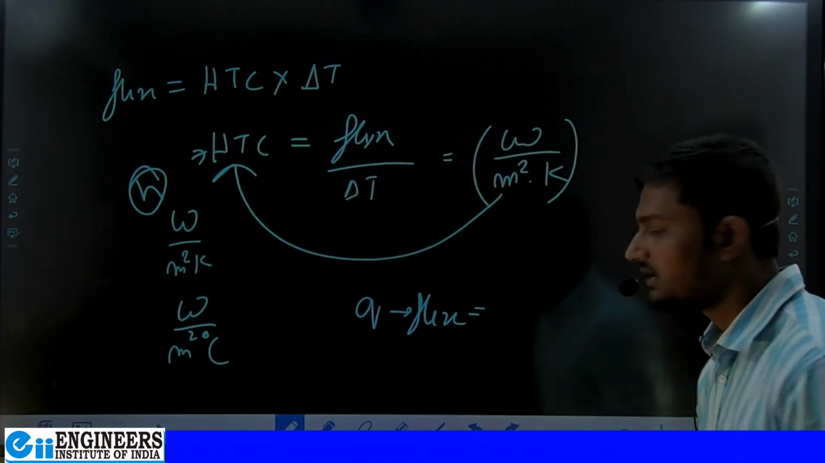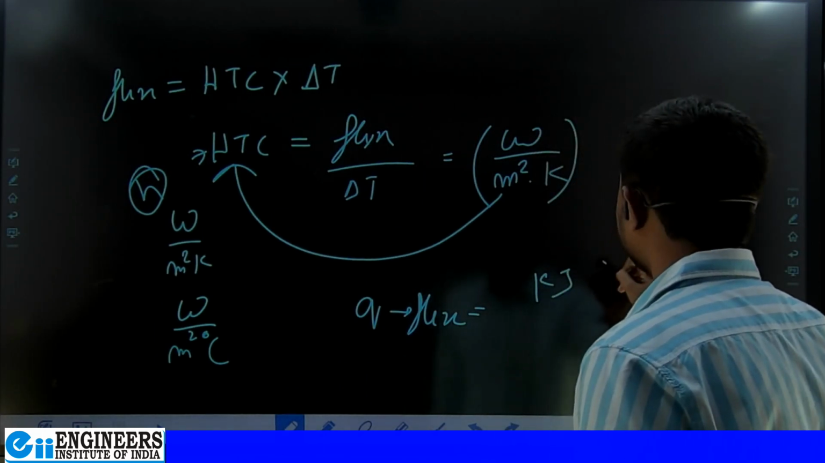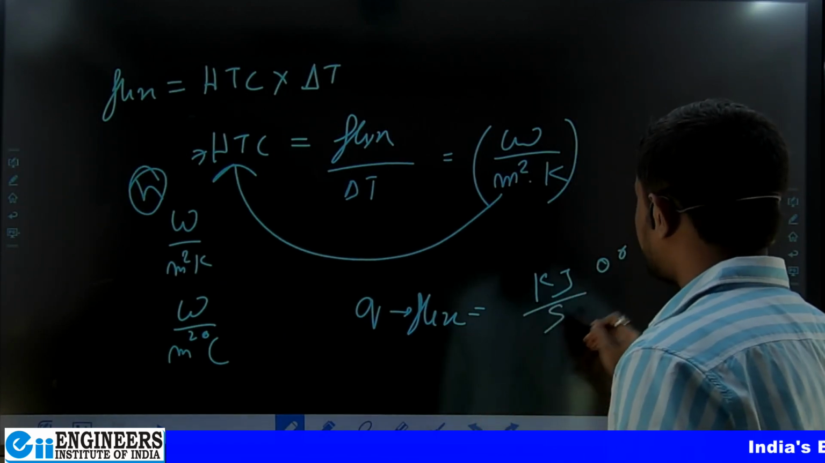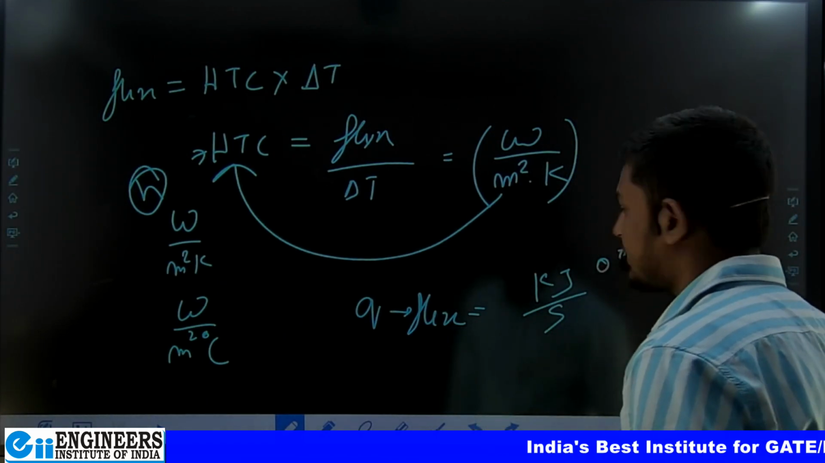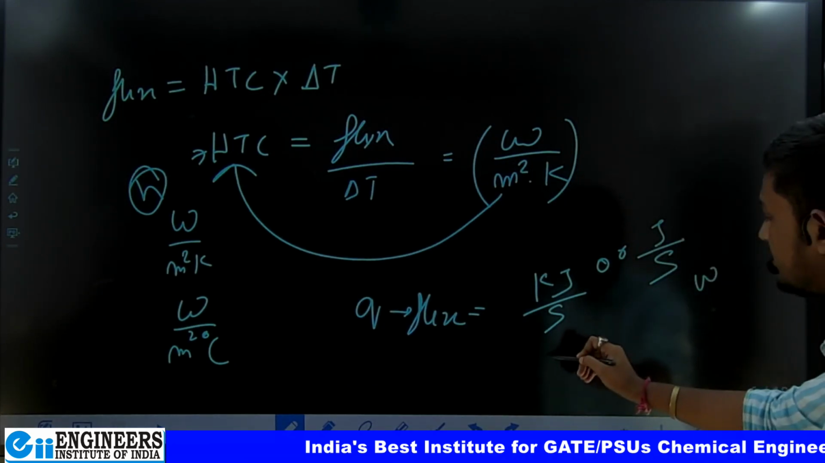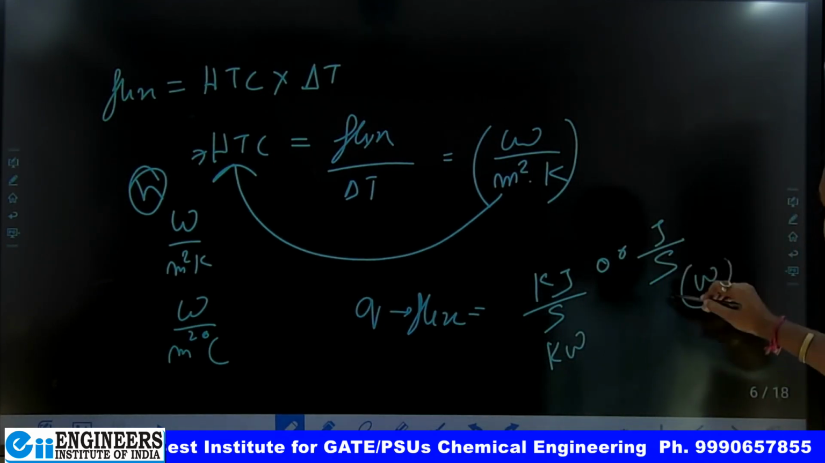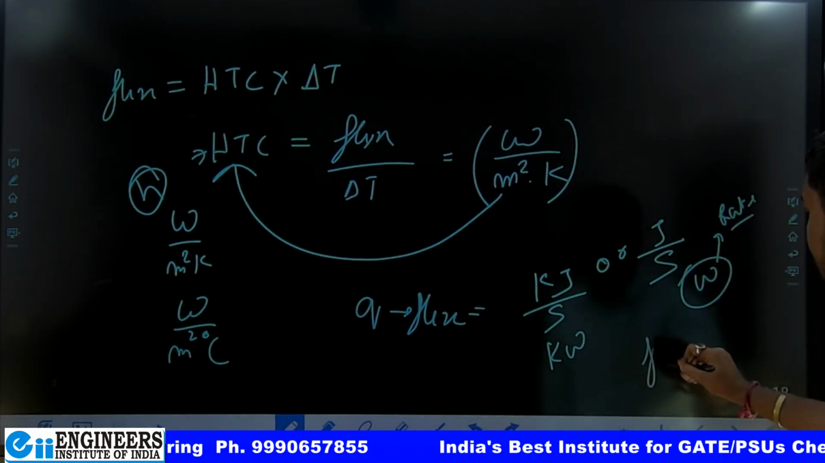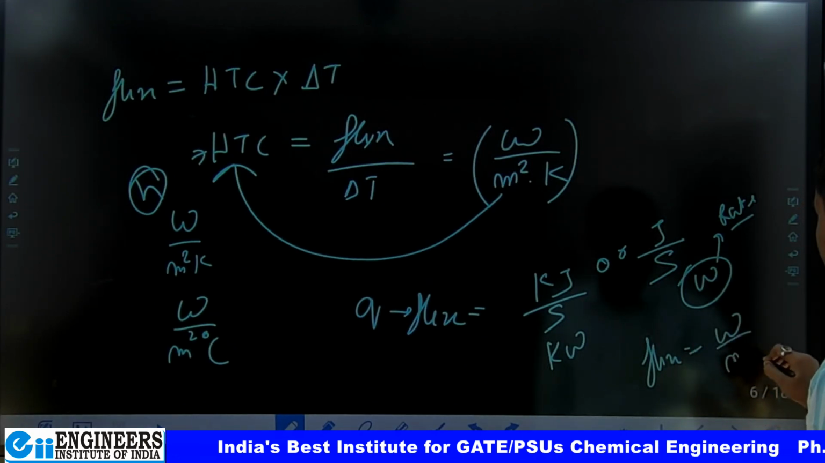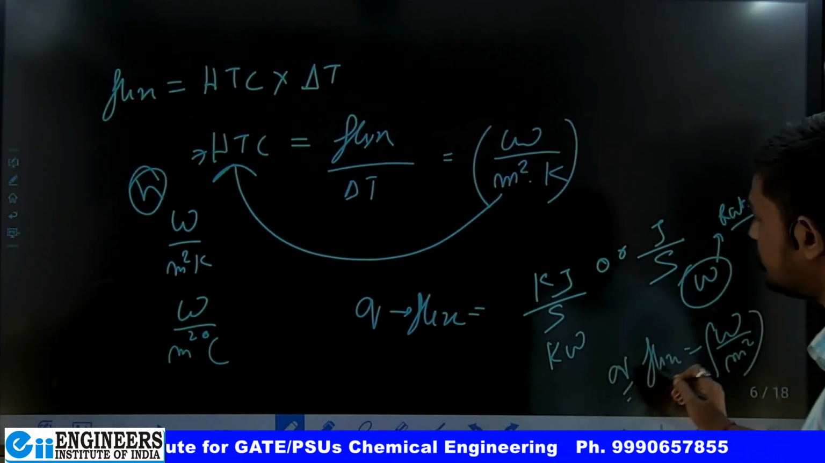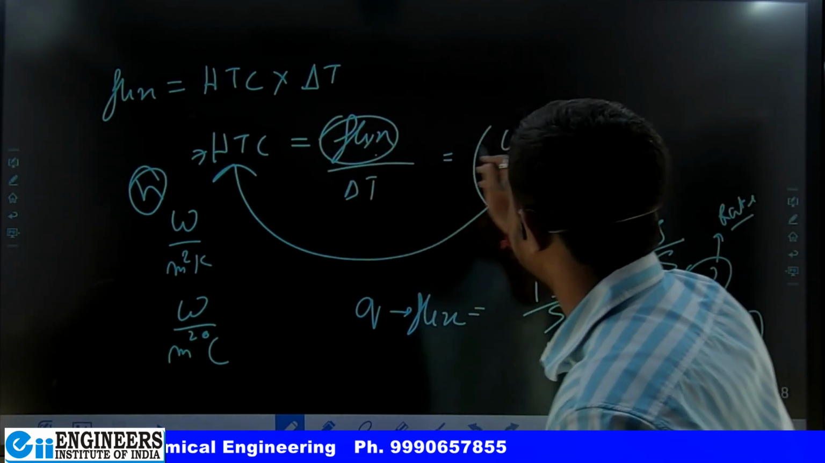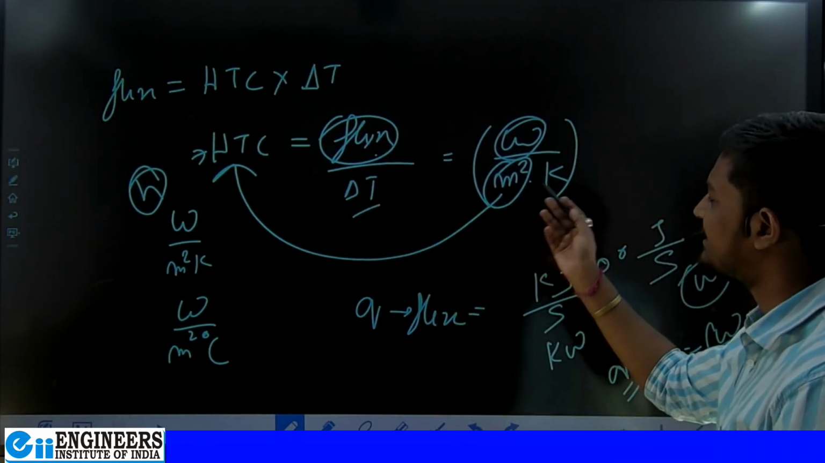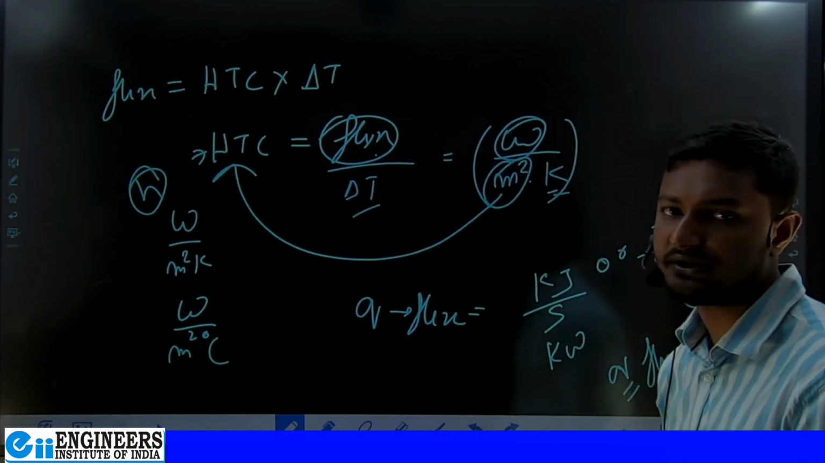What is the unit of heat? The unit of heat is kilojoule or joule. Once we convert it to a rate, we divide it by second. If it is joule per second, it becomes watt. If it is kilojoule per second, it becomes kilowatt. So watt represents the rate. So flux will become watt per meter square, and this flux is nothing but your small q. In place of flux we have written watt per meter square, and this delta T will have a unit of Kelvin or degree centigrade. Clear?